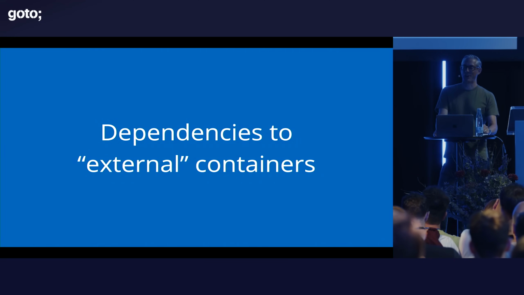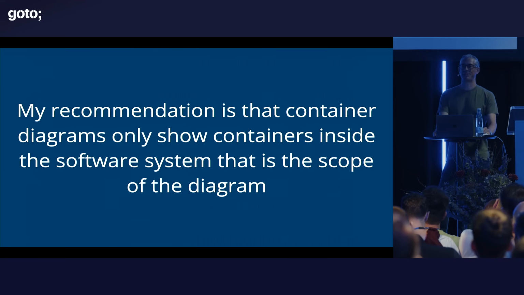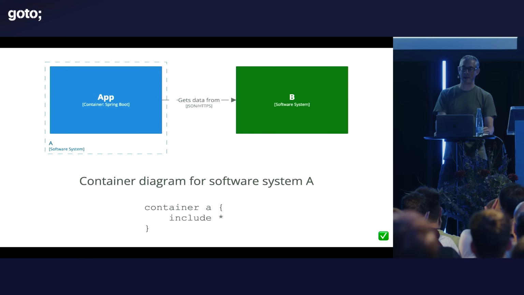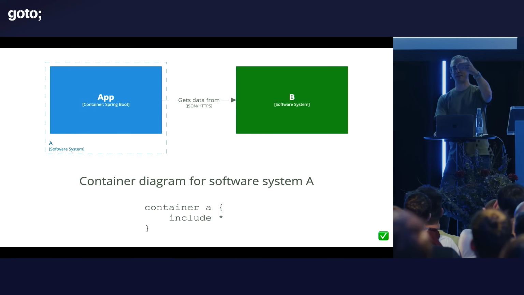Dependencies to external containers. So my recommendation is when you're drawing a container diagram, you only show containers inside your software system boundary. So for example, imagine I'm building a system called A, it's comprised of a Spring Boot app, and I have a dependency on something you folks are building which is called System B. This is my container diagram. I show my internal details, I don't show yours.